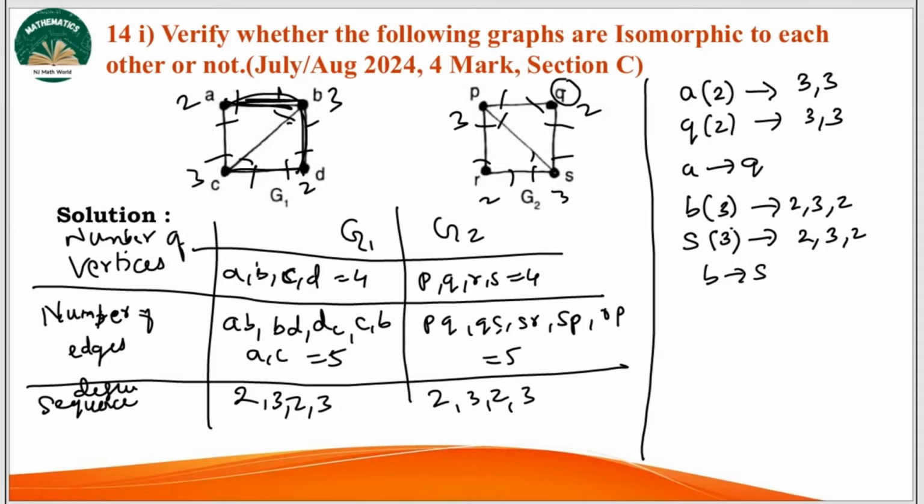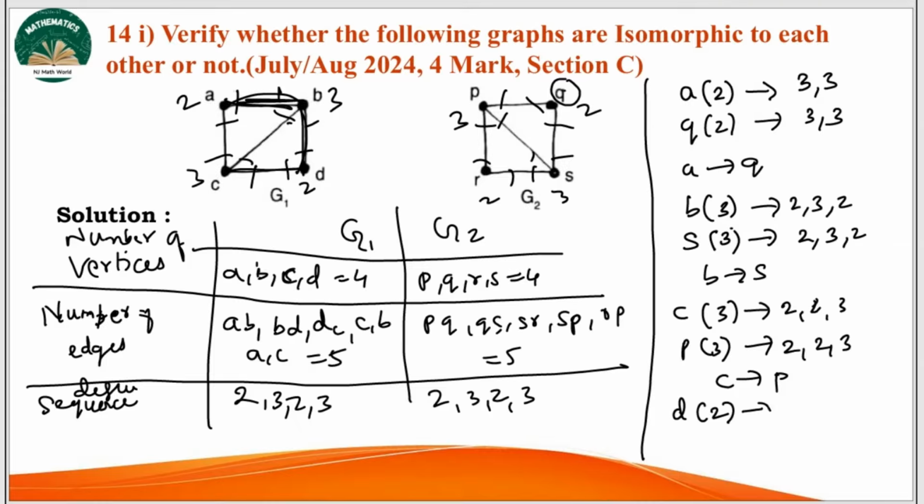Then we will check the next one, C. C has degree 3, and the connected vertex degrees are 2, 2, 3. Now let me check for this. Take P. P has degree 3 and it is connected with 2, 2, 3. So C is equal to P. Then the remaining one is D. D has degree 2, and it is connected with 3, 3. The left out is R. R is also degree 2 and its connected vertices are 3, 3. So D is equal to R.